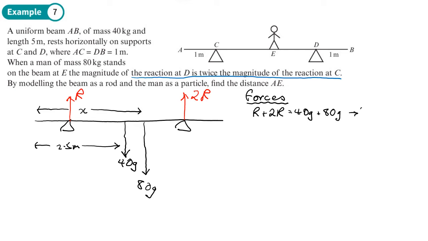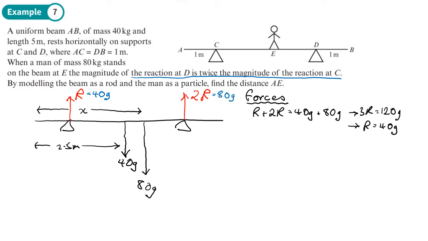Okay, so that means that 3R equals 120g, which means that R is 40g. Now that's not our final answer, but what that's going to do is allow us to do the moments using numbers rather than using R's. So I'm going to write on here that this is 40g because I've just worked that out, and this one then is 80g because it's 2R.